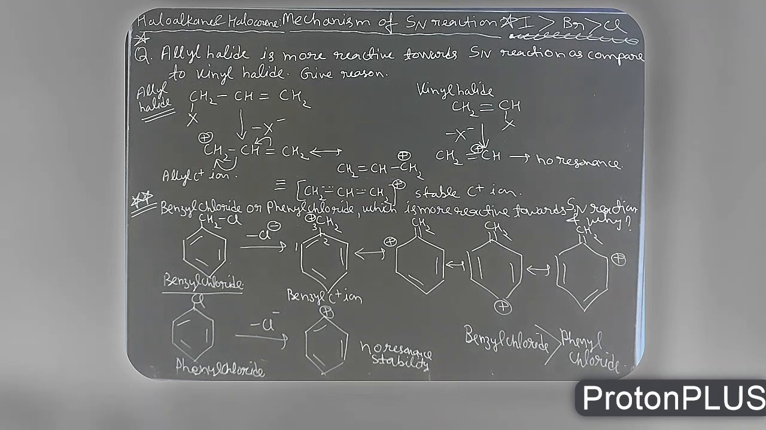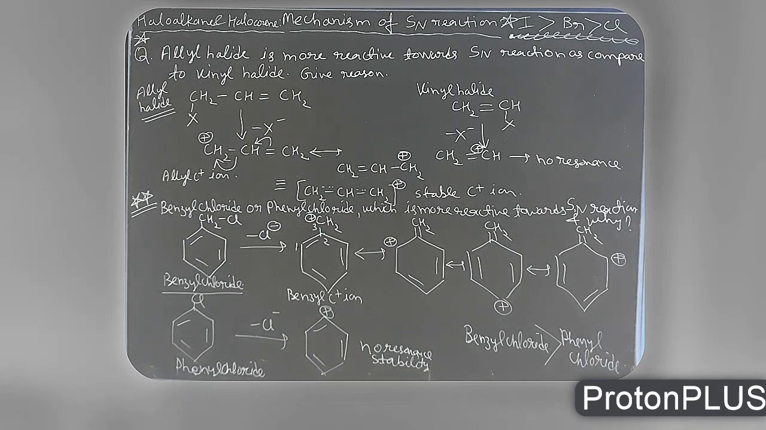Similarly, we will take the second example, that is benzyl chloride or phenyl chloride. Which one is more reactive towards SN reaction and why? Again, we will take the example by forming their resonating structures, that is benzyl chloride C6H5CH2Cl. When we remove this halogen atom, it will generate benzyl carbonium ion. This benzyl carbonium ion will show resonance stability. This functional group carbon atom, then single bond and then double bond.